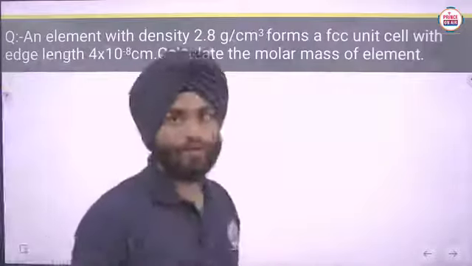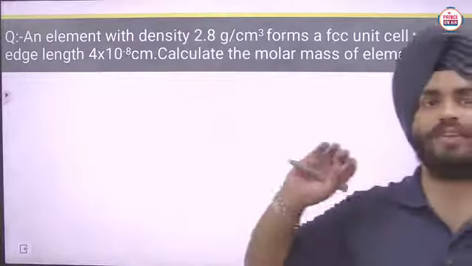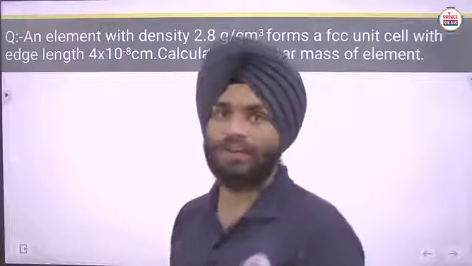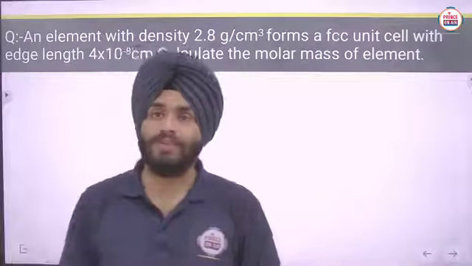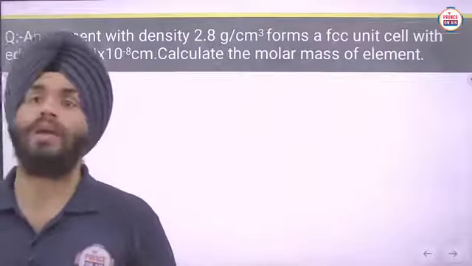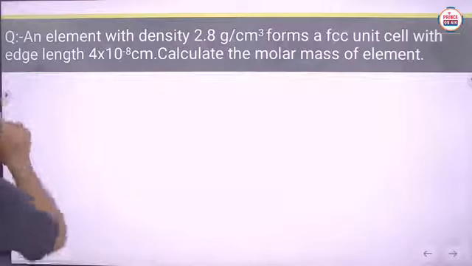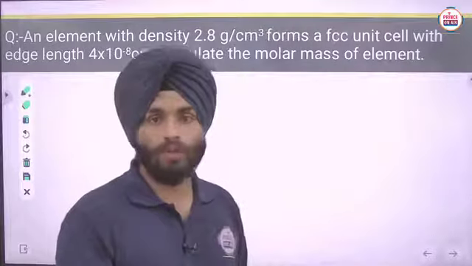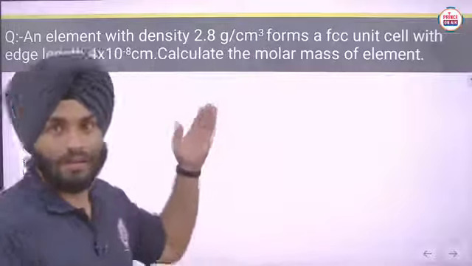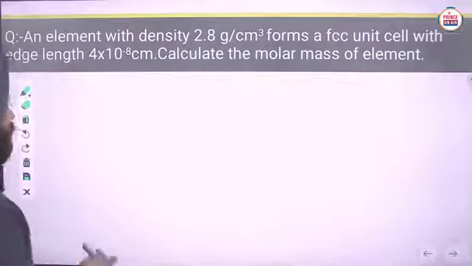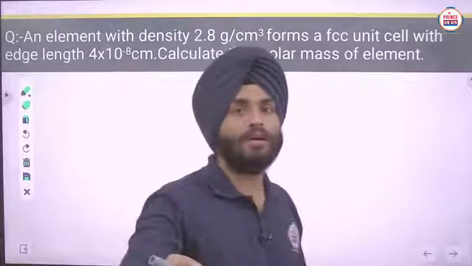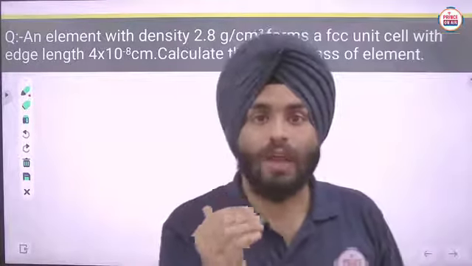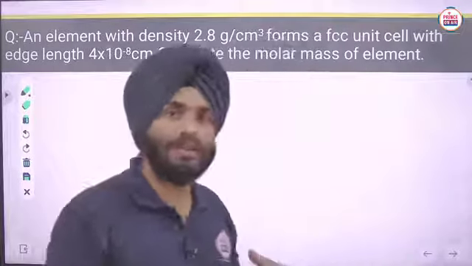Now for the next question you have to try yourself first. It is the same question that we have already discussed. The element with density 2.8 gram per cubic centimeter forms an FCC unit cell with this edge length. Calculate the molar mass. Same question, that is for you. Sir gives some problems to solve at home so that you can practice. This question you can do now. If you do the questions in the class, you feel a little bit of pressure, and in that pressure you can solve it with 100 percent.